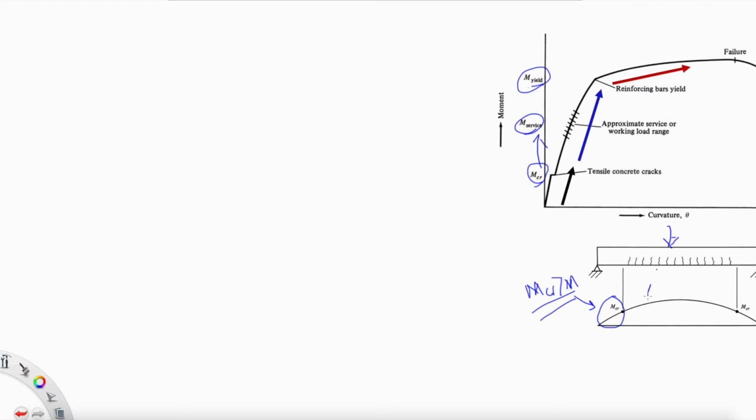And then when the moment exerted by the load exceeds the M crack, then cracks will start to appear. That's what we said in the last class. But actually, this moment that is higher than M crack is the M service that we are going to talk about.